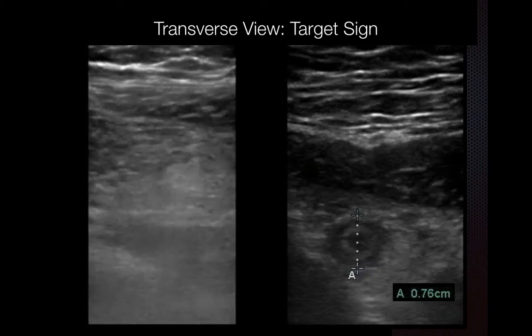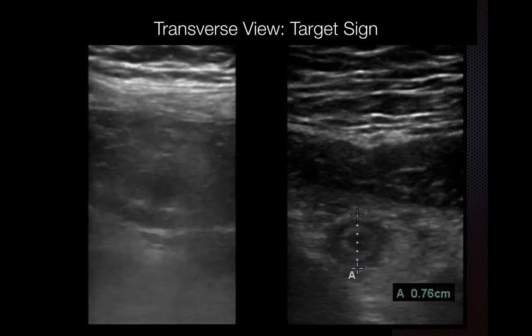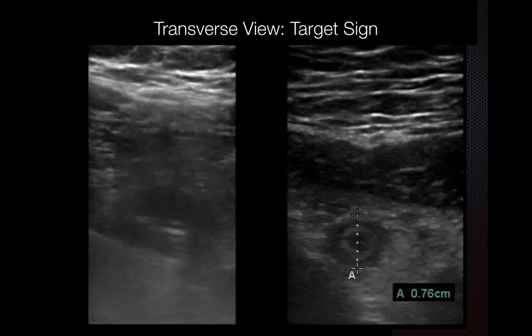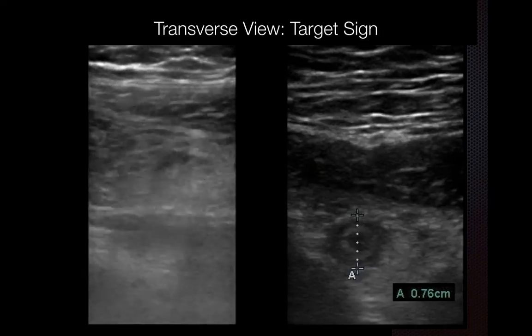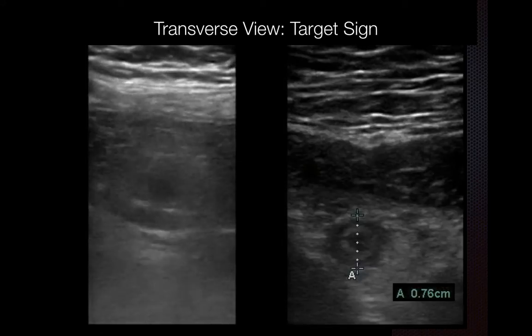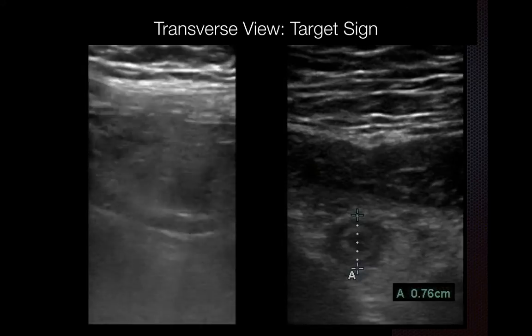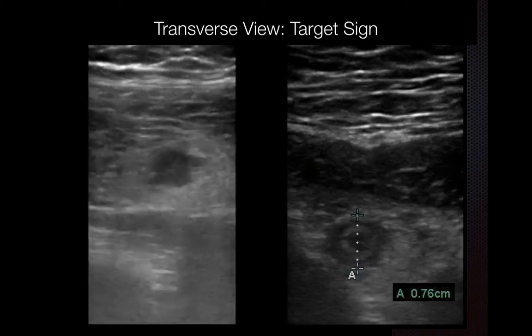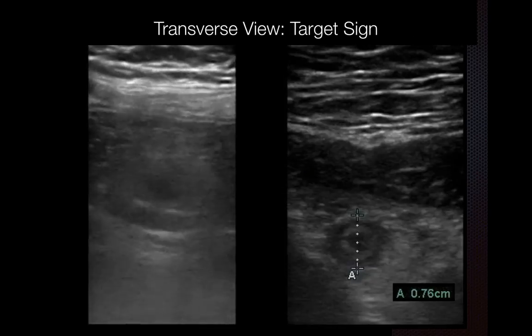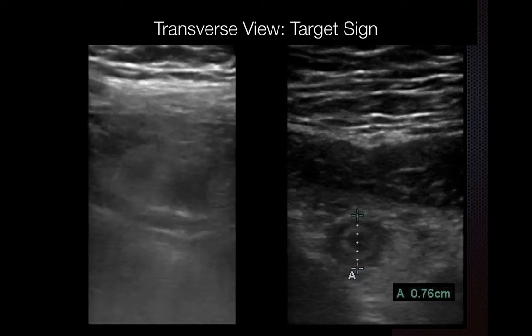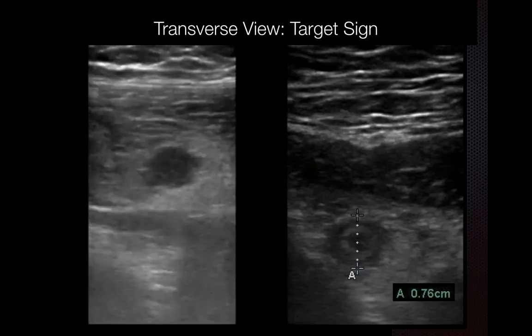This is a great example of the transverse view target sign. And on the left, as you're fanning through this tubular structure, the target sign disappears, so you know it's a blind-ended structure. And also on the right, when you're measuring that target sign, again, you're including that black outer wall.